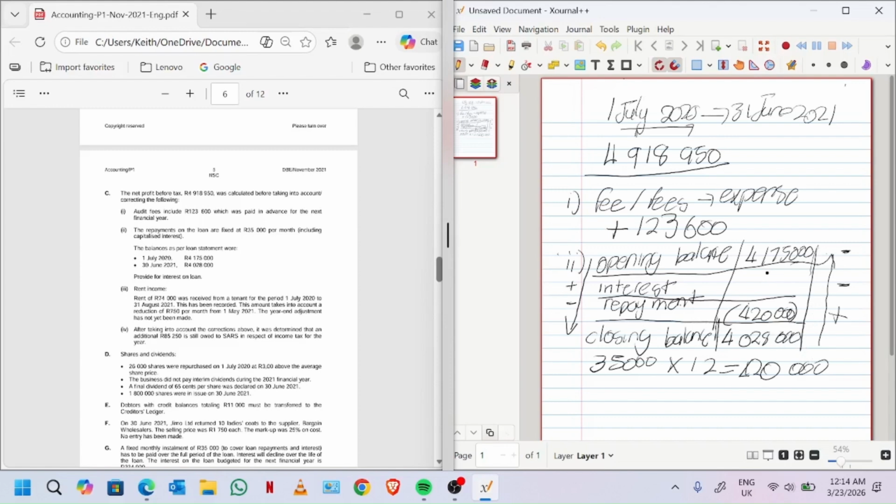So we take the 4,028,000. Now we plus 420,000 and then minus 4,175,000. We get an interest amount of 273,000.